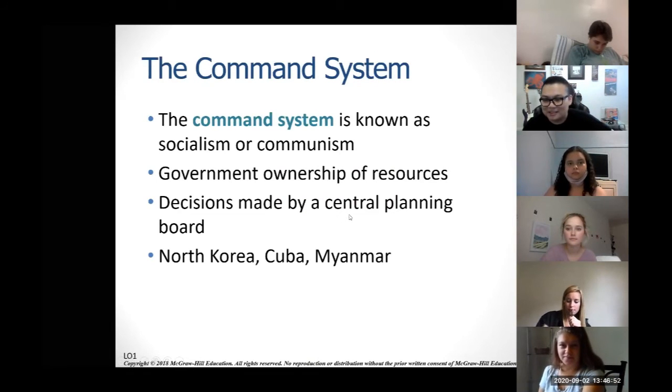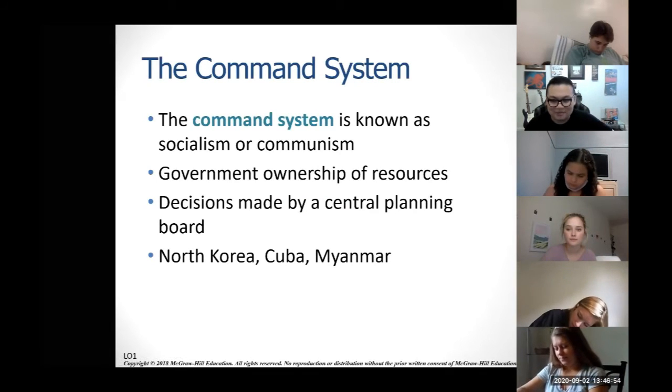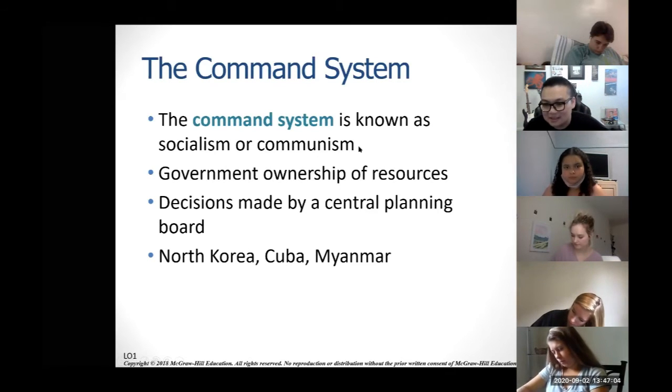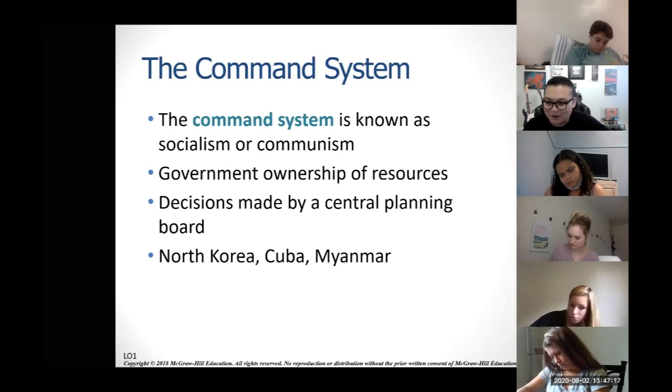And the next one is the most notorious, the most hated one. It's called the command system. What is the command system? The command system is also known as socialism or communism. It means the government owns everything, owns all the resources, which means the government owns the human resources, which means the government also owns you. So the government basically controls everything.